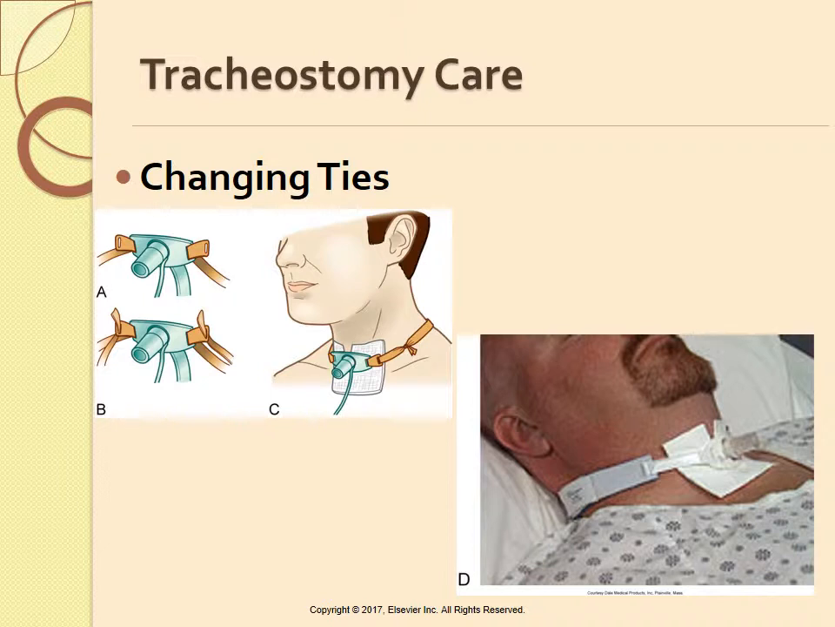Then in figure D, a tracheostomy tube holder can be used in place of twill ties to make the tracheostomy tube stabilization more secure. A 2-person technique, one to stabilize the tracheostomy and one to change the ties, is best to ensure that the tracheostomy does not become accidentally dislodged during the procedure. Place 2 fingers underneath the ties to ensure they are not too tight around the neck.